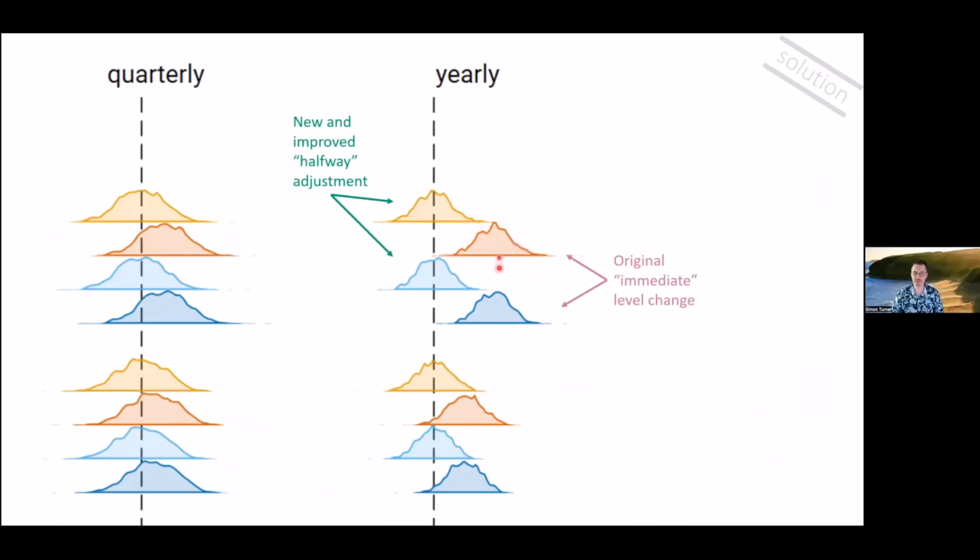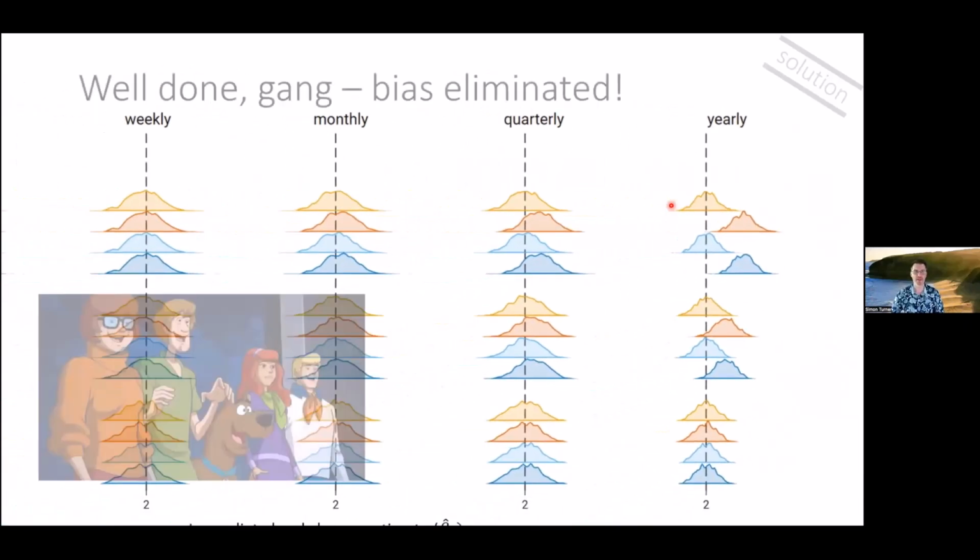Here's our original two graphs, the red and the blue ones, showing the bias. Here's our new and improved ones, back where they should be. Now they look the same as all the other ones. So that's perfect. And we've done it.